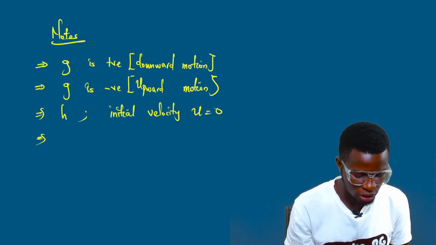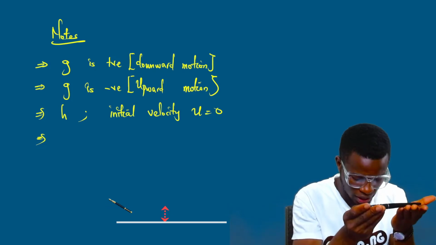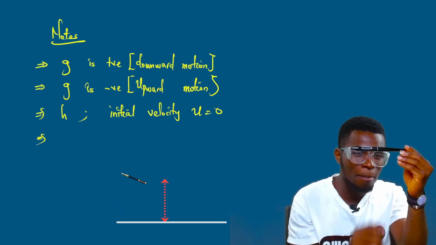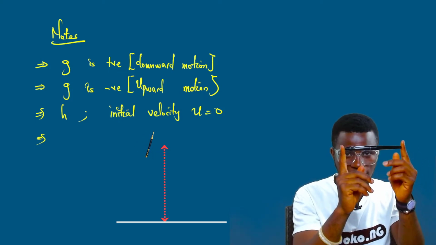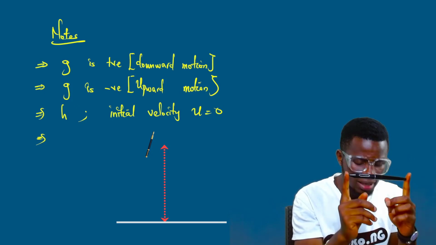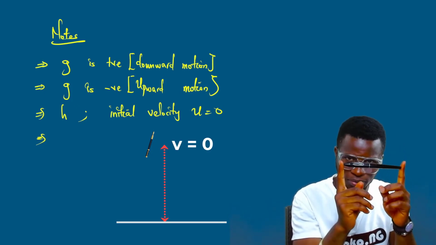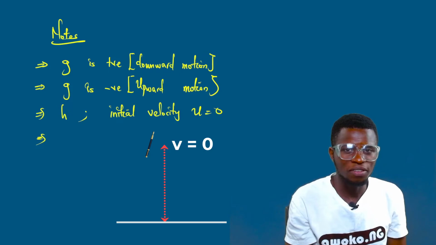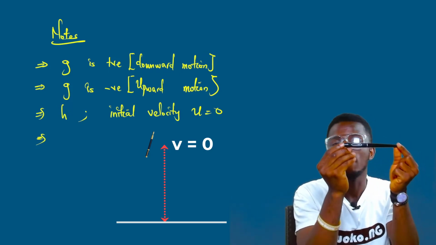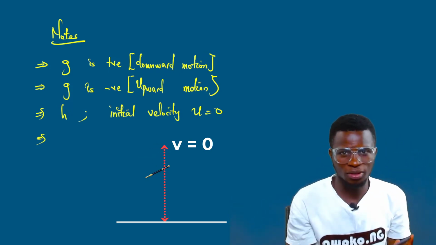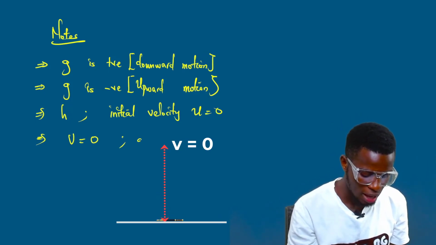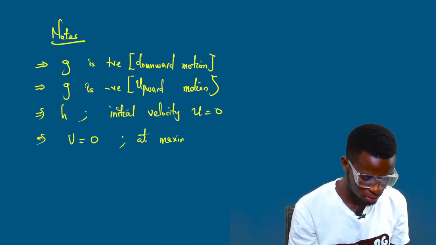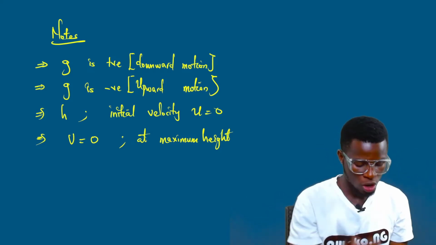If I decide to throw this object upwards, the final velocity at the maximum height is equal to 0, because at that point the velocity becomes 0 momentarily before coming down. So the final velocity v is equal to 0 at maximum height when the object is thrown upwards.